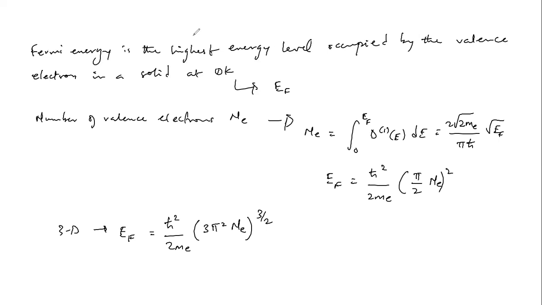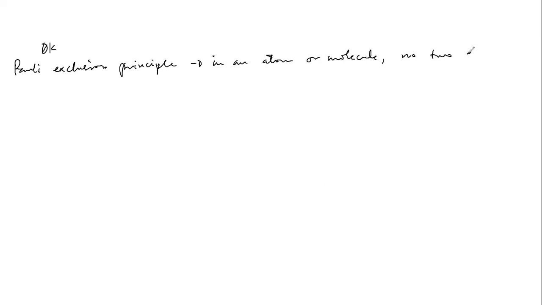So you will recall that at 0 Kelvin temperature, all electrons in solids occupy the lowest possible energy state, subject to the Pauli exclusion principle. And recall that the Pauli exclusion principle states that in an atom or molecule, no two electrons can have the same four electronic quantum numbers, okay? So, in other words, as an orbital can contain a maximum of only two electrons, the two electrons must have opposite spin.